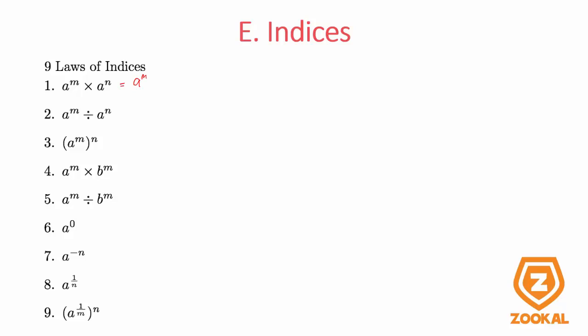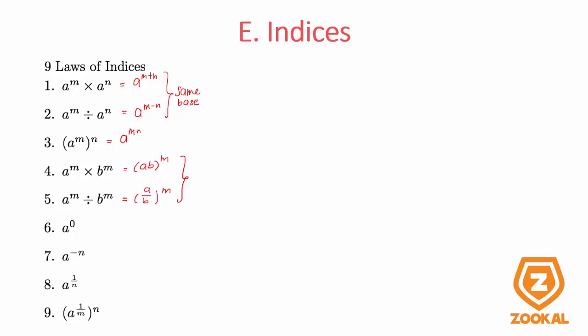There are 9 laws of indices that make solving exponential equations slightly easier. When you multiply or divide two numbers that are of the same base, you can add or subtract the powers together. When you bring one power to another power, you multiply the powers together. So law 4 and 5 look very similar to law 1 and 2, but the thing here is that the power is the same instead of the base.